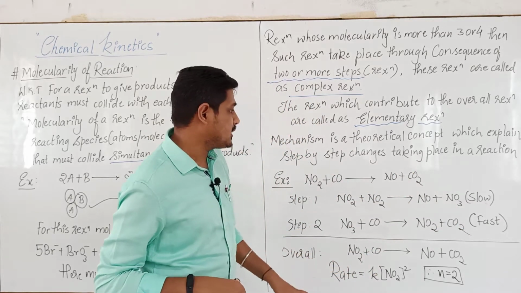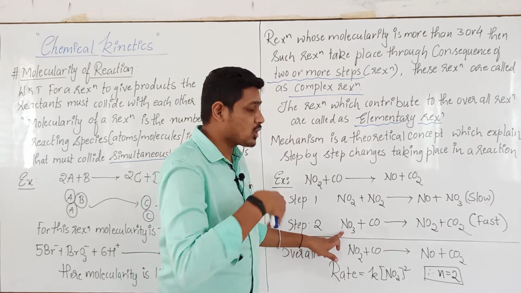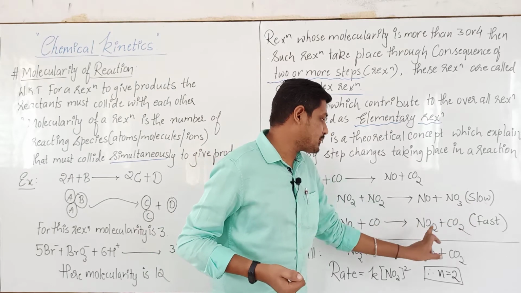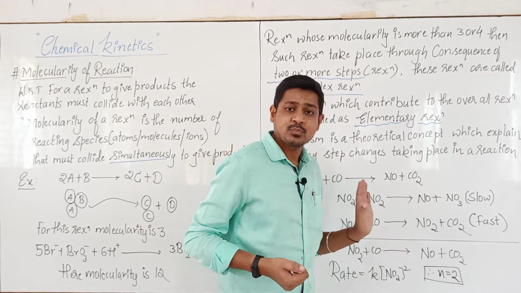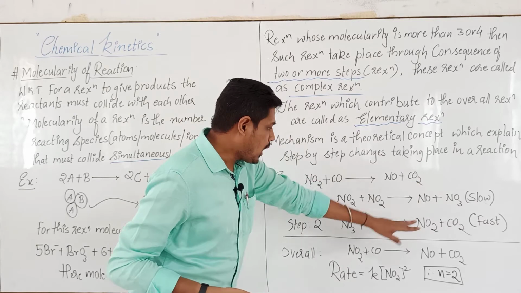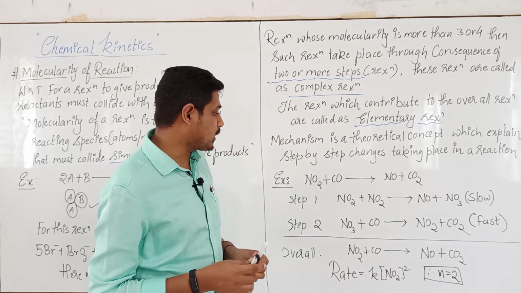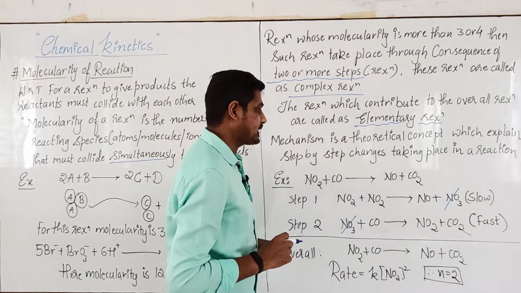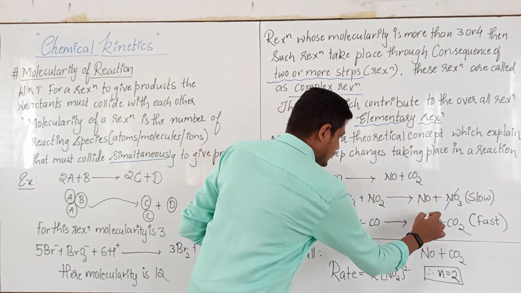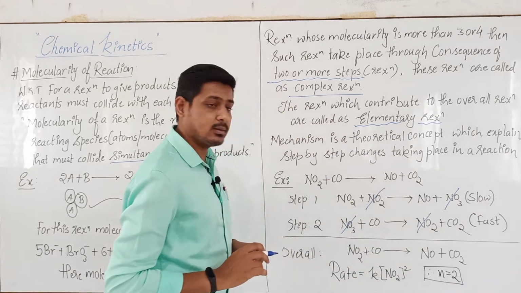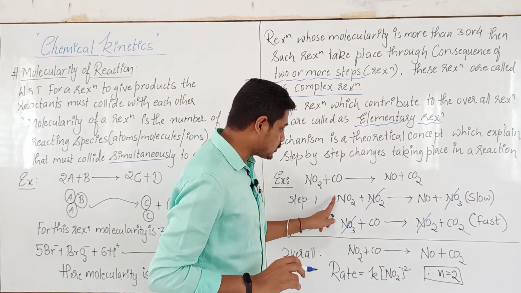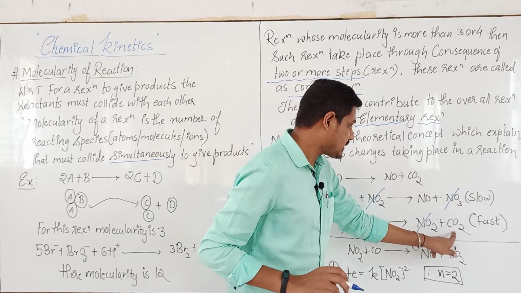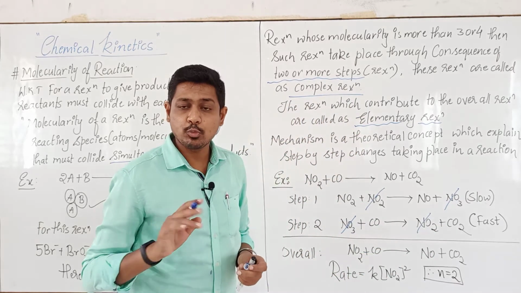Then what will happen? The nitrogen trioxide produced in the first step combines with carbon monoxide and we get the products nitrogen peroxide and carbon dioxide. Now how to write the overall reaction? See, NO3 is on this side and NO3 is on that side, so we can cancel it out. Then NO2 is on this side and NO2 is on that side, so you can cancel. So the overall reaction will be NO2 plus carbon monoxide giving one nitric oxide molecule and carbon dioxide. I hope you people are understanding.